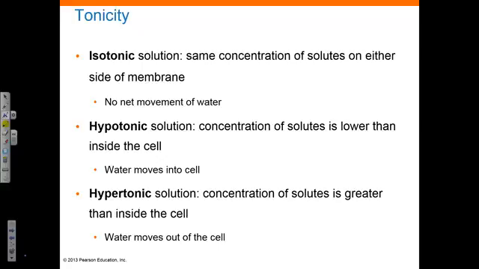In what is known as an isotonic solution, the concentration of solutes on either side of the membrane will be equal. As a result, there will be no net movement of water into or out of the cell. In a hypotonic solution, the concentration of solutes outside the cell is lower than inside the cell. As a result, water will move into the cell. In a hypertonic solution, the concentration of solutes is greater outside the cell than inside the cell. As a result, water moves out of the cell. Let's take a look at this visually to gain a better understanding.